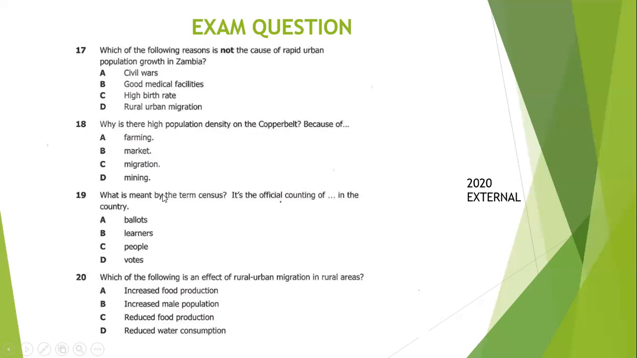Question 19. What is meant by the term census? It is the official counting of ballots, learners, people, votes. So it is the official counting of people in a country. So the best possible answer here is C. Now, question 20 says, which of the following is an effect of rural-urban migration in rural areas? So here we're looking at increased food production, increased male population, reduced food production, reduced water consumption. So the best possible answer here is reduced food production, because the productive people are moving out. So how do you produce enough? So the best possible answer here on question 20 is C, which says reduced food production.